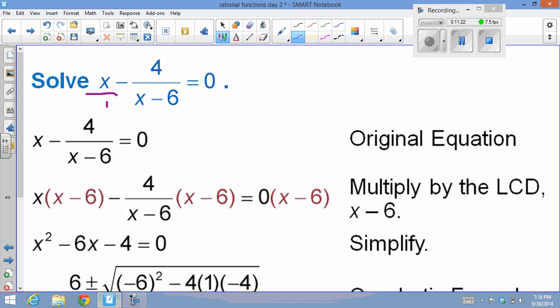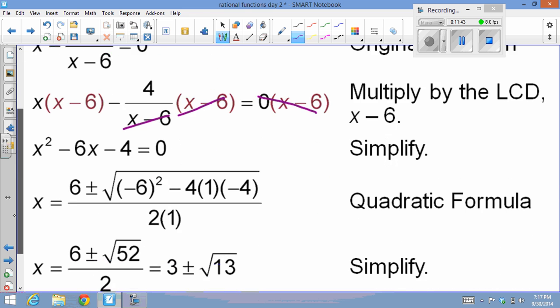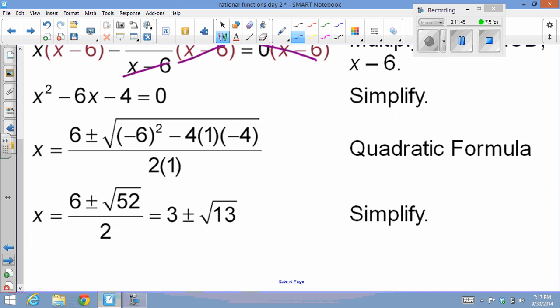When I do that, I'm left with this x minus 6 canceling out with this x minus 6, and this is going to cancel out because that's just 0. So I'm left with x squared, and I get that by distributing, minus 6x minus 4 equals 0. So I'm still solving that equation. Unfortunately, it doesn't factor, so I have to use the quadratic formula. And if I use the quadratic formula, I'm left with the answer of 3 plus or minus the square root of 13.